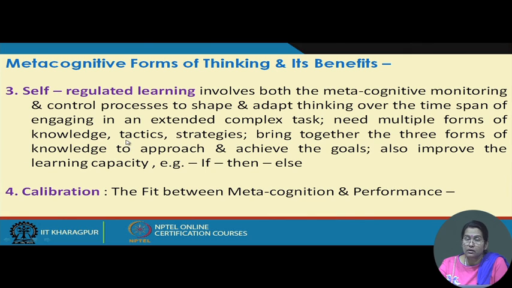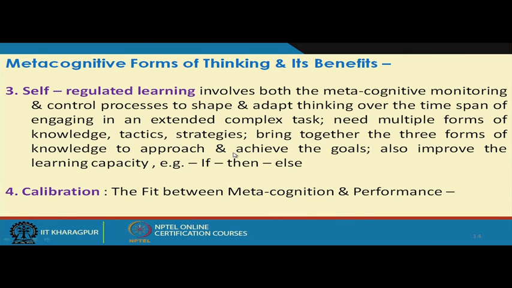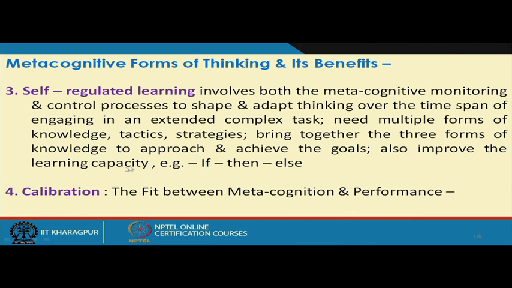Together, the three forms of knowledge, the declarative knowledge, the procedural knowledge, as well as the conditional knowledge, are blended strategically to achieve the goals. This also improves learning capacity, that is, the if, then and else. So, self-regulated learning is a benefit, an outcome of engaging ourselves often in metacognitive processes while we are engaged in learning or problem solving behavior. It gradually empowers us to monitor and control our own learning experiences and thought processes, and strategically blend all the declarative, procedural, and contextual or conditional knowledge for achieving our learning goal. It improves our learning capacity, and also enhances our self-efficacy.